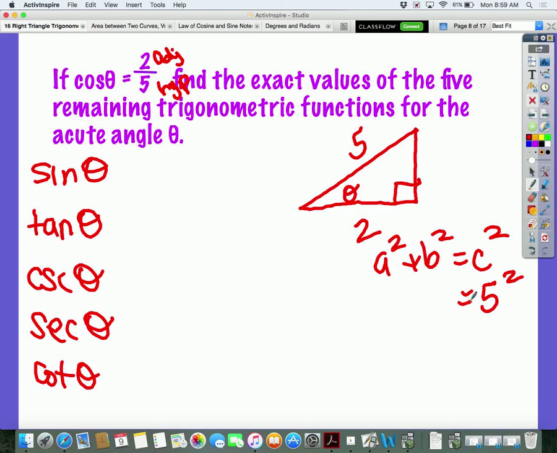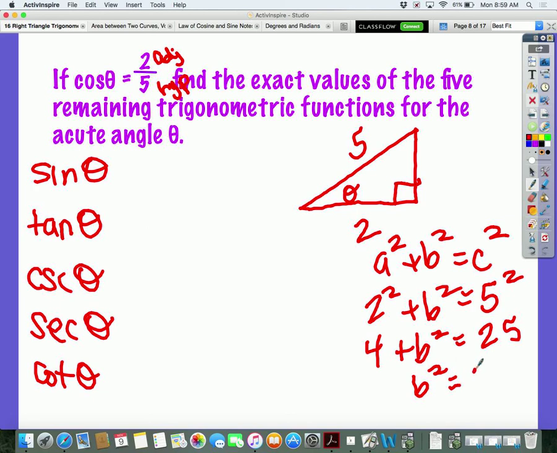Does it matter where the 2 goes? No. So I'm just going to put it in front, it really doesn't matter if you put it for a or b. So 2 squared plus b squared. Now I'm trying to find b. B is going to represent my opposite side. What's 2 squared? 4. So 4 plus b squared equals 25. How do I solve for b? Minus 4 over minus 4, so b squared equals 21, and then square root.